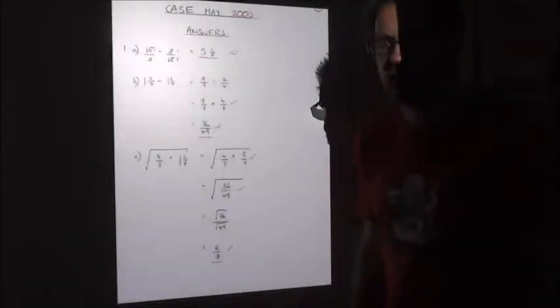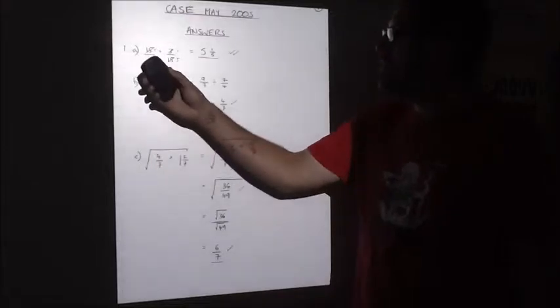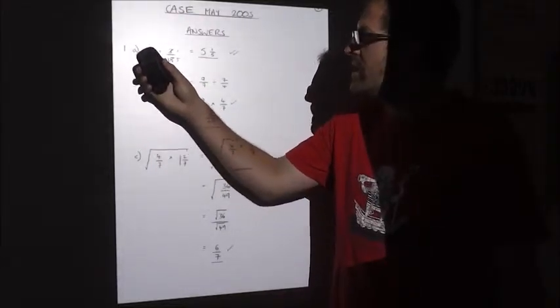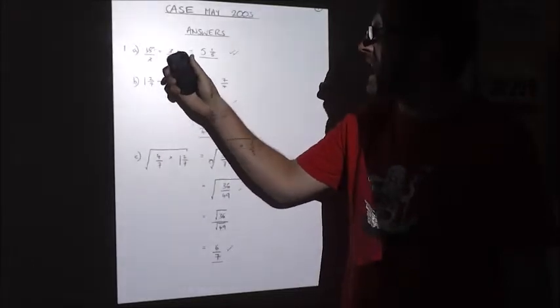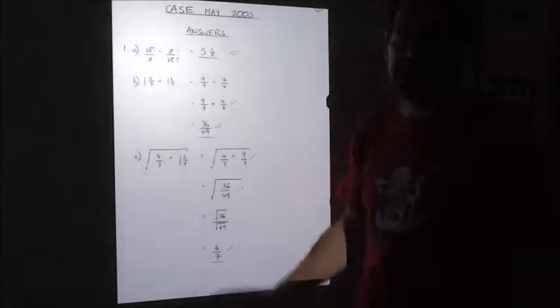Okay, so question 1 is about fractions. If you write out the question, you'll see that you can actually simplify both fractions into 5 and 1/5, then add them together: 5 and 1/5.